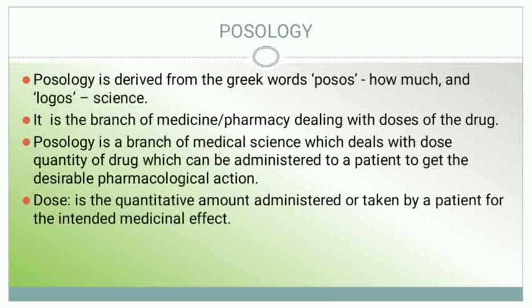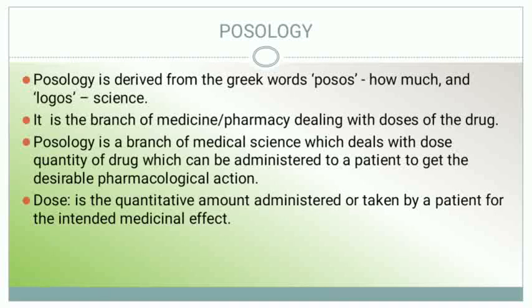It is a branch of medicine or pharmacy which deals with doses of the drug. Posology is the branch of medicinal science which deals with the dose quantity of drug which can be administered to the patient to get the desired pharmacological action. Dose is the quantitative amount administered or taken by a patient for the intended medicinal effect.